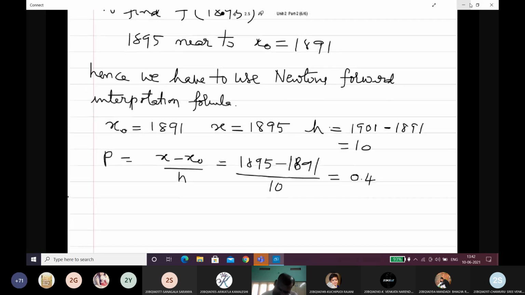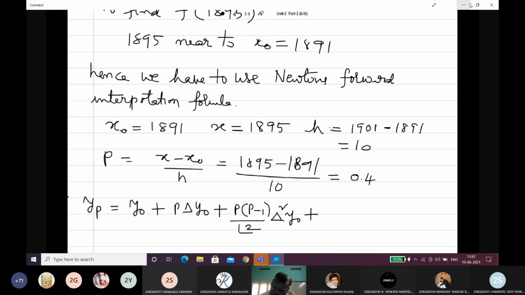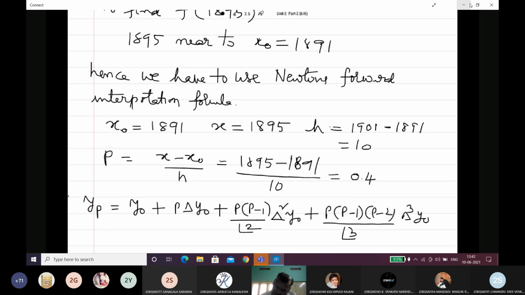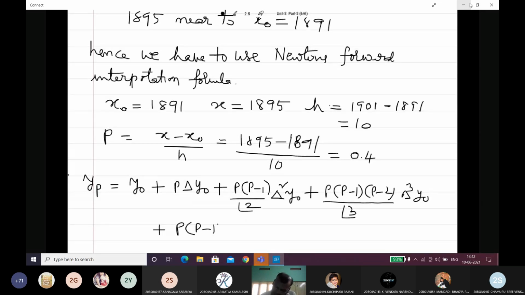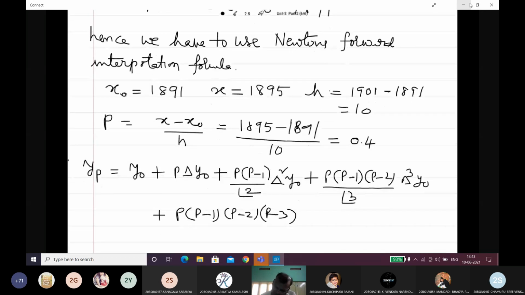Now note down the formula. Yp is equal to y naught plus P into delta y naught plus P into P minus 1 by factorial 2 delta square y naught plus P into P minus 1 into P minus 2 by factorial 3 delta cubed y naught plus P into P minus 1 into P minus 2 into P minus 3 by factorial 4 delta power 4 y naught.